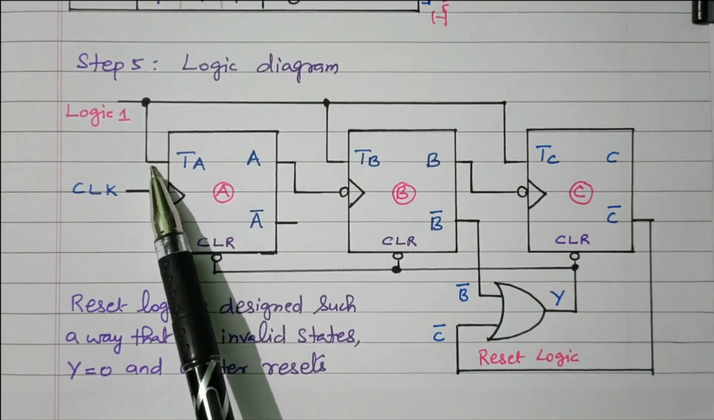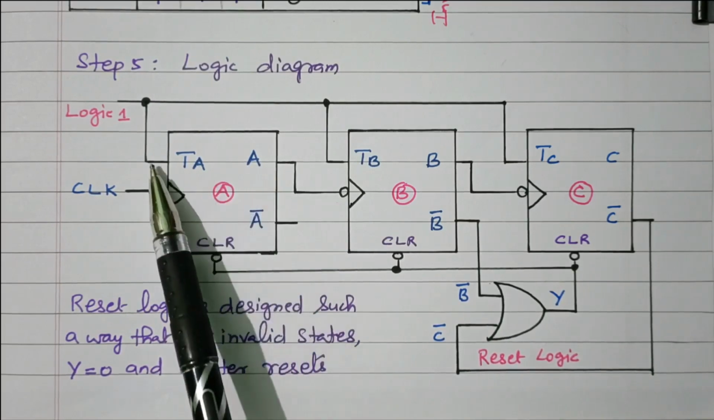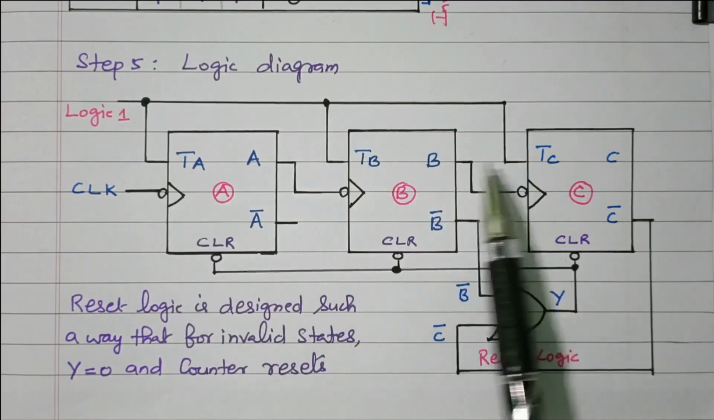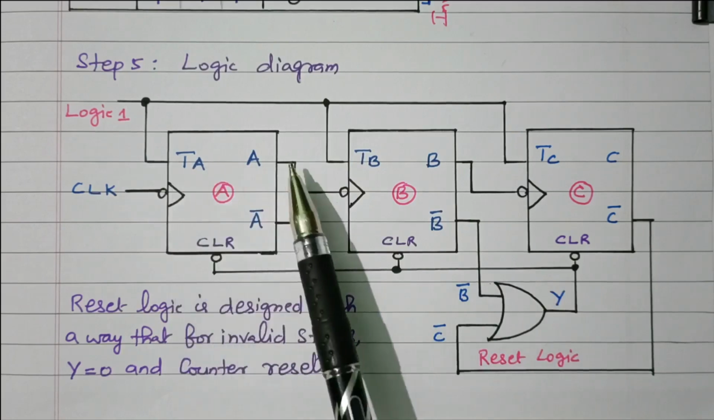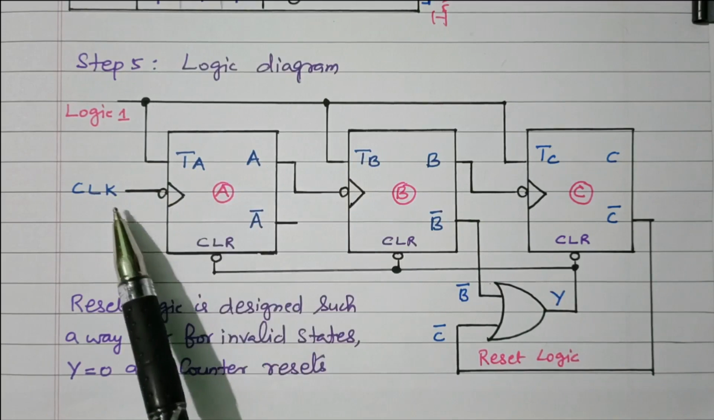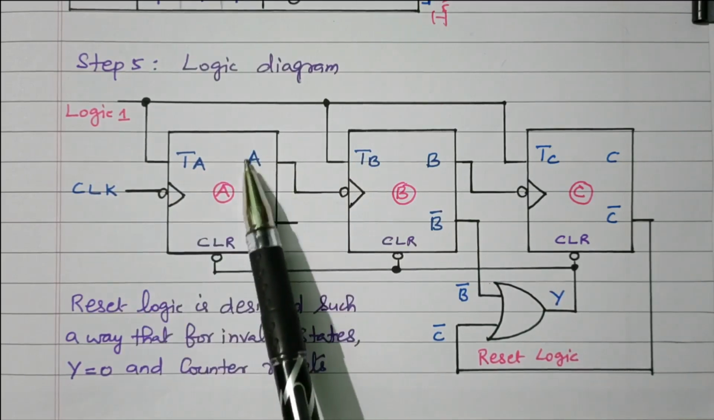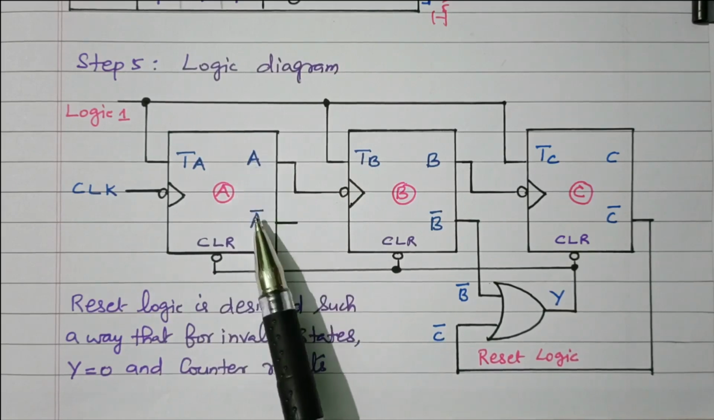If the logic is low, there is no change between the present state and next state. But here every flip-flop receives logic high input. So the output will toggle for every clock pulse.